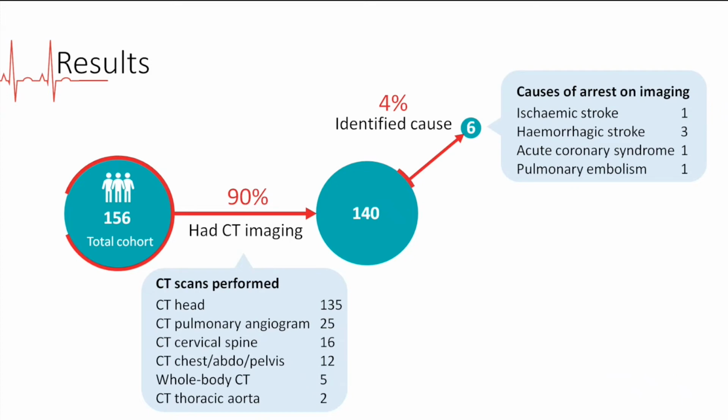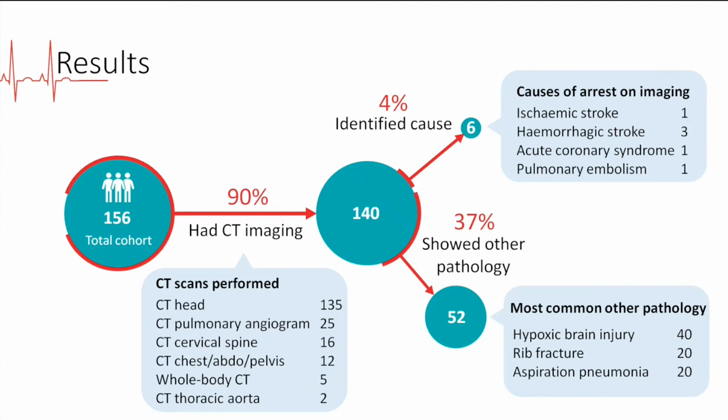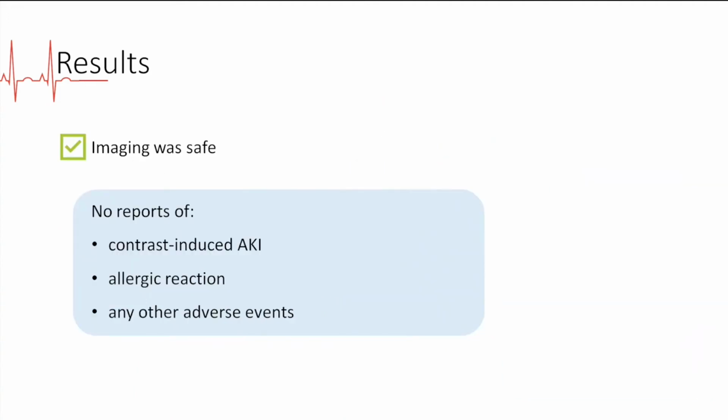So CT head found 4 strokes, and then there was 1 case of acute coronary syndrome and 1 PE found on CTPA scan. 37% of patients who were imaged had other known pathology, mostly secondary to the arrest or resuscitation. So hypoxic brain injury is the most common, followed by a bone fracture, and then signs that were likely to represent aspiration pneumonia. Imaging was safe, with no reports of contrast-induced AKI or any other complications reported in the notes.